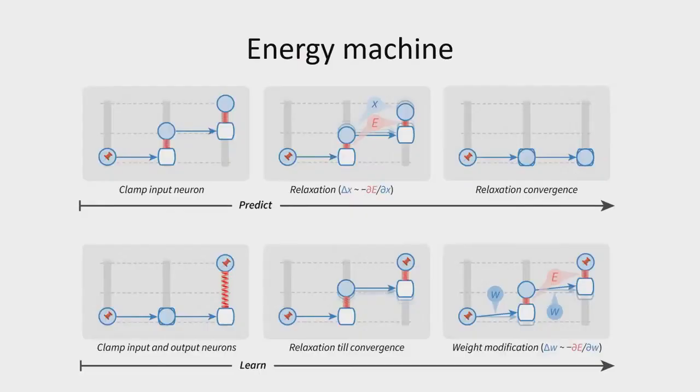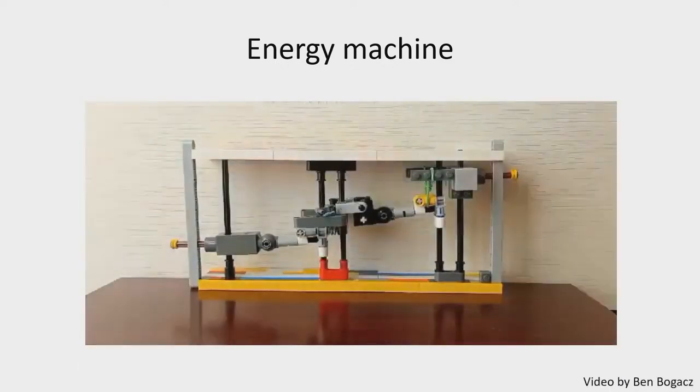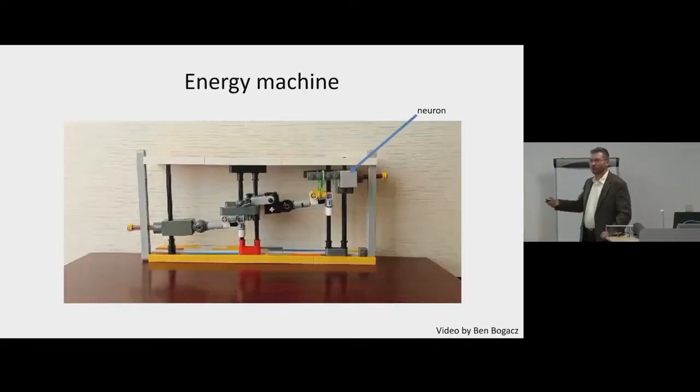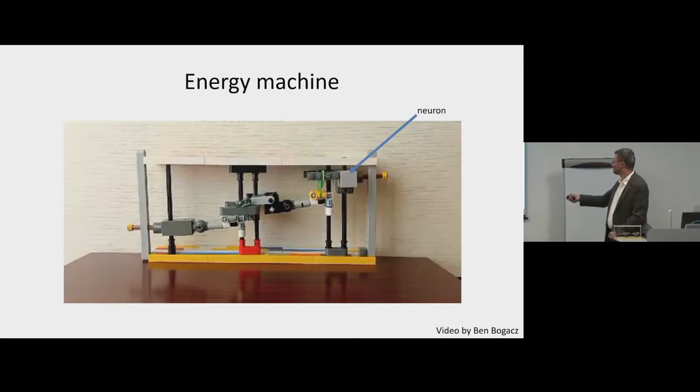So basically, in this machine, this is a neuron sliding on a post. This is the input to this neuron, which is also sliding on the post. And instead of springs, I used rubber bands, which are attached between the two, so that the natural state is when they are aligned. Now, what happens during prediction is that you just constrain one end of this machine, and the network is making a prediction.